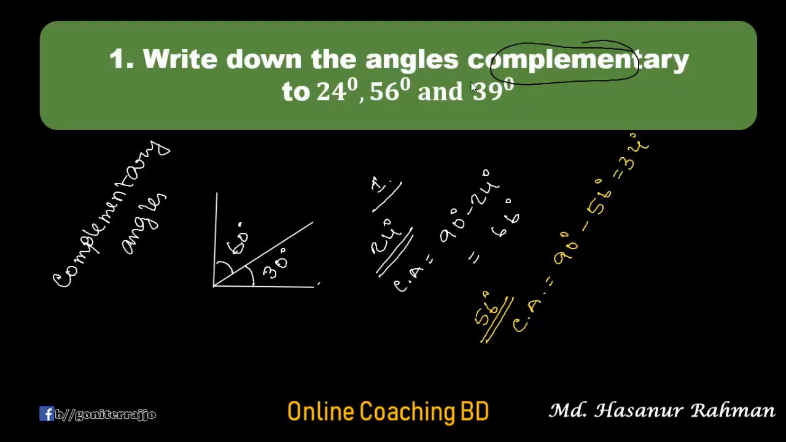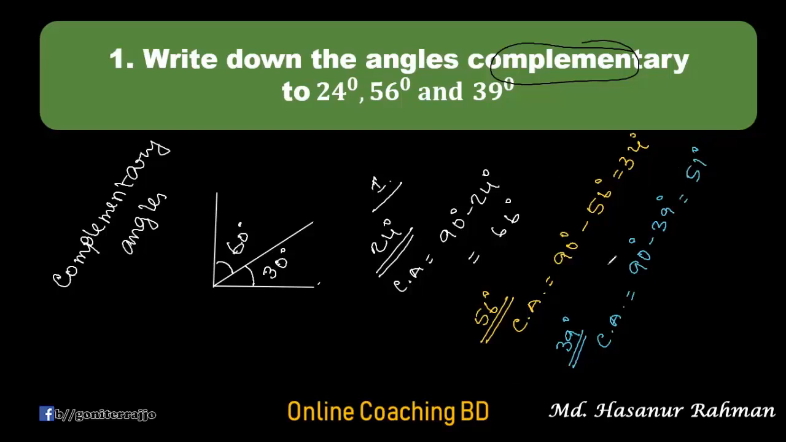Now our last problem. The last problem says find out the complementary angle of 39 degree. So how can we find out? We just have to subtract this 39 degree from 90 degree. Then what will it be? It will be 51 degree.